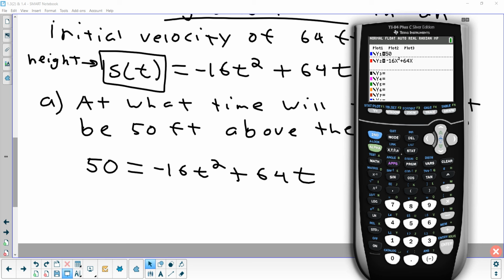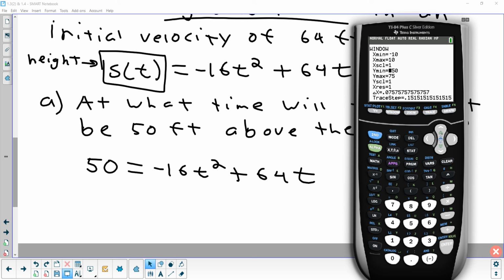What is y1 going to look like? Y equals 50. What kind of graph is that? Yeah, a horizontal line at 50. And the reason I ask that is because I'm going to look at my window. Y max is right at 50. That means the line would be right on the edge of the screen. So let's set our Y max at, we could try like 75.